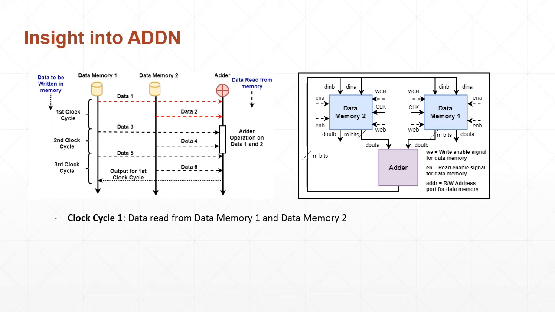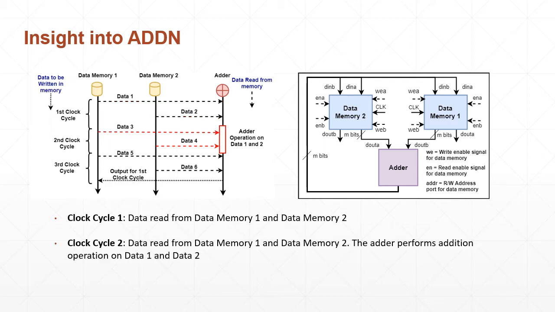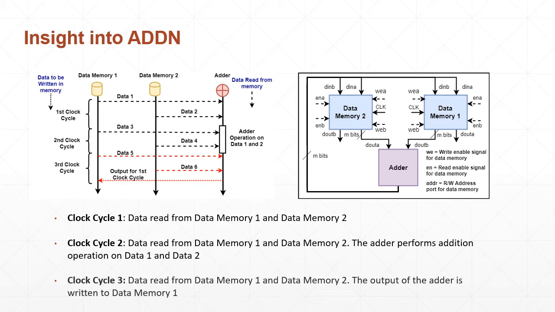Now going into the details of the clock cycles, in clock cycle 1, data 1 and data 2 are being read from data memory 1 and data memory 2. In the second clock cycle, data 3 and data 4 are being read from data memory 1 and data memory 2, and consecutively the adder performs the operation on data 1 and data 2. In the third clock cycle, data 5 and data 6 are being read from data memory 1 and data memory 2, and consecutively the output of the addition on data 1 and data 2 is being written onto data memory 1.